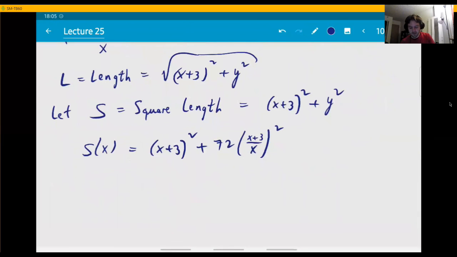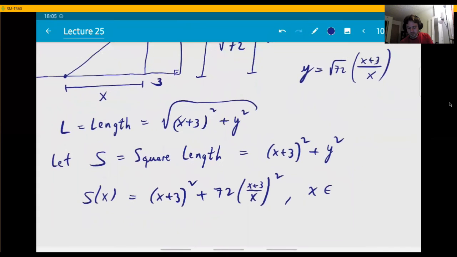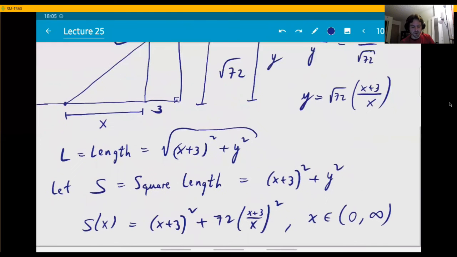What is the domain for this? So this time, maybe I'm not going to include the endpoint. X is clearly a positive number because it's a measure. It could be anything all the way up to infinity because we said the ground is infinite in this direction. You can put this point as far away as you want. But I'm not going to consider x equals 0 as a possibility this time.